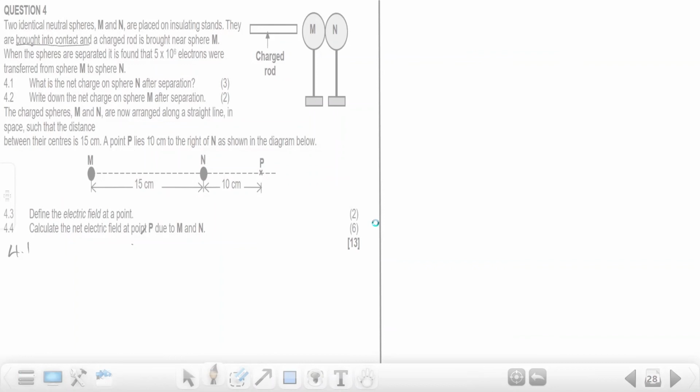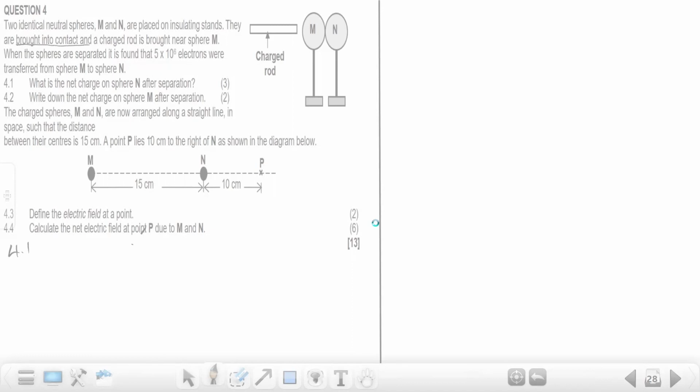So, but what is the trick here? The trick is the two spheres were brought into contact with each other. So if they were brought into contact with each other, it means now their net charge for both M and N will be the same.